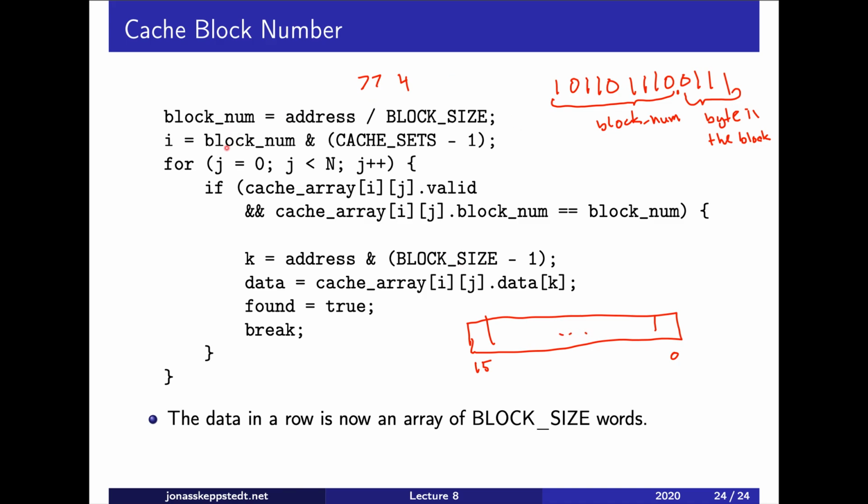And now we do the following: we first find which block number it is. We do that by taking the address and dividing by the block size. Okay, and that is the same thing as just looking at these bits in the address. Now we should find out which set this block is possibly located in. And we do that by taking some bits in the block number, for instance these bits, as the index into the cache array. So this will be the I used here.